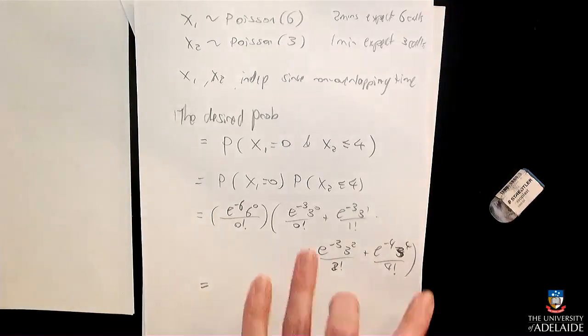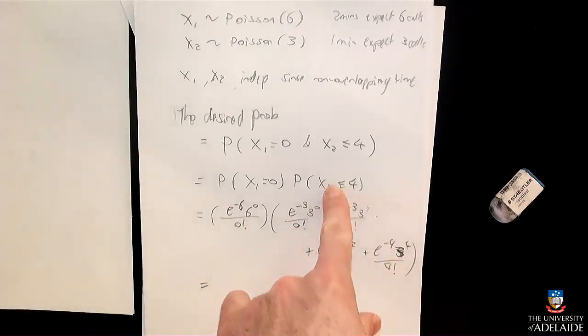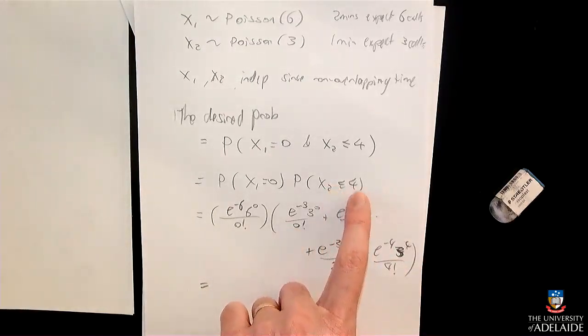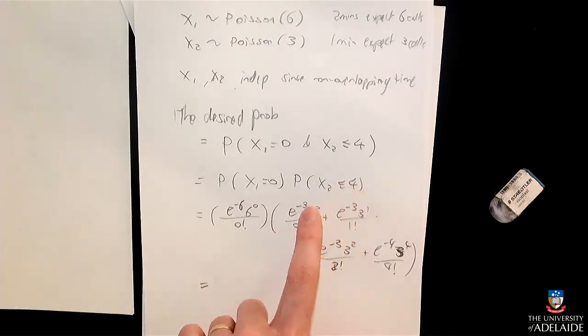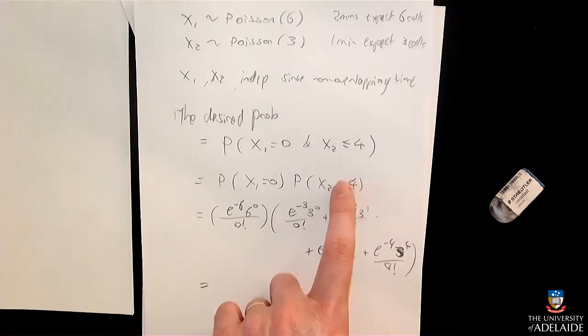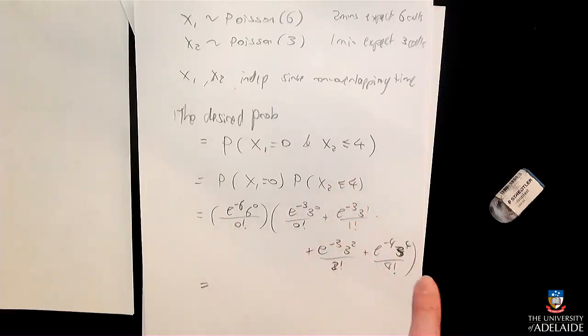So I did this because x2 is a discrete distribution, so to figure out the probability of less than or equal to 4, I have to add up all the probabilities of the numbers less than or equal to 4, which is 0, 1, 2, and... oh crap, I need a 3 and a 4. Right.